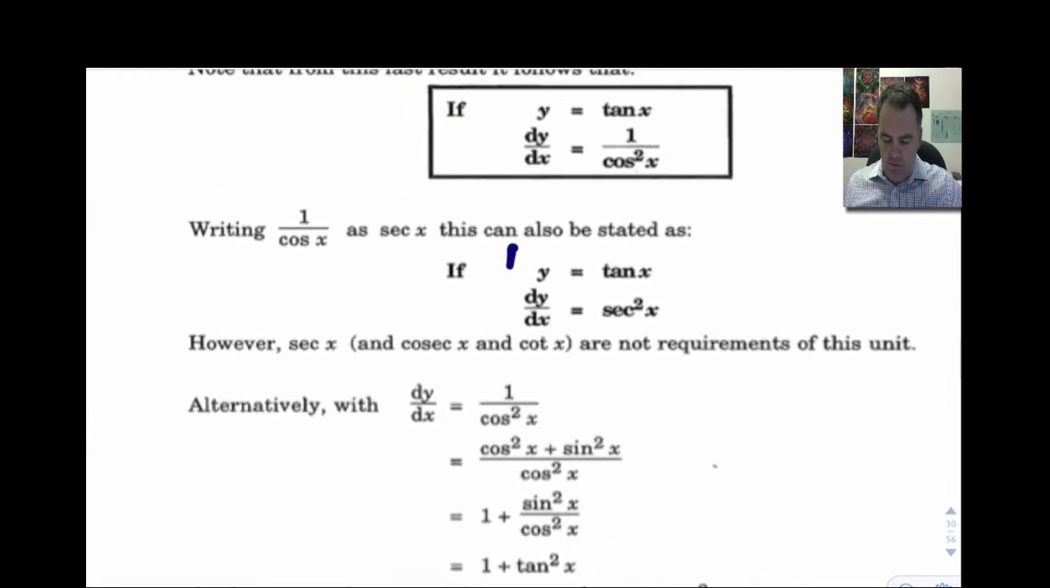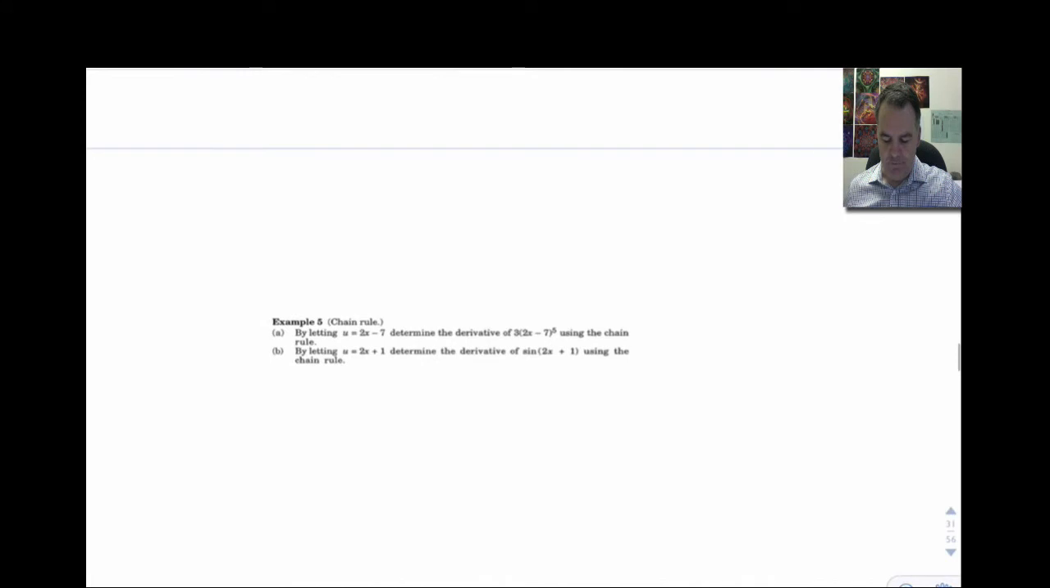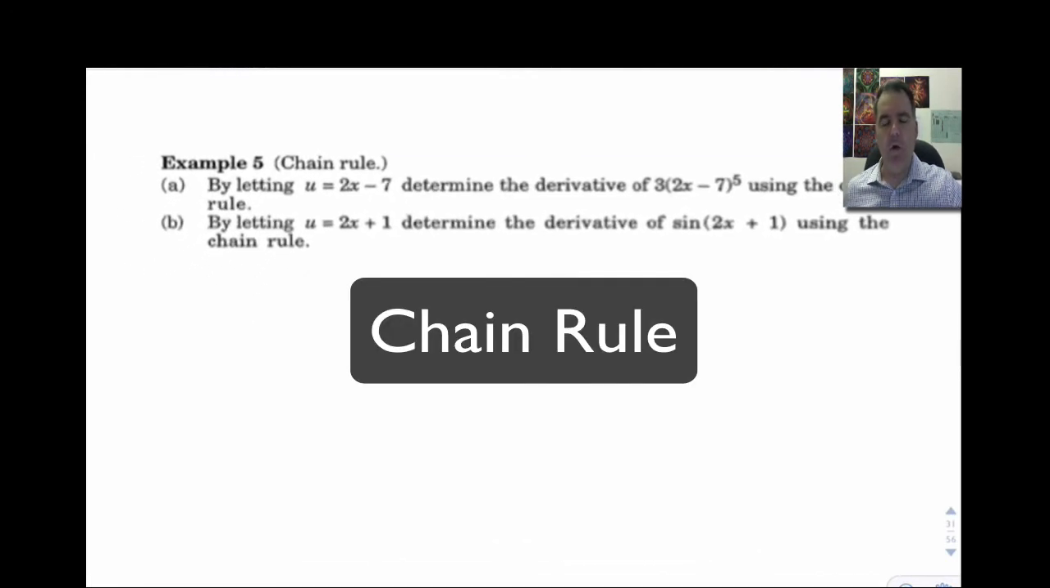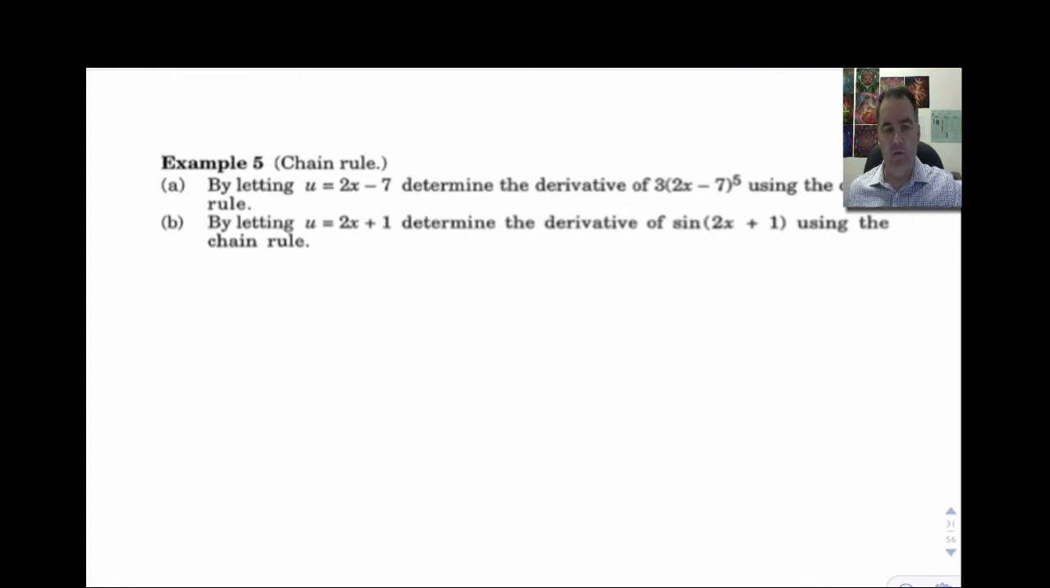So that's from that result right there, and that's how we get it using the quotient rule. The chain rule is probably the one that's the most common that you have to use with these trig derivatives. So I'm going to skip straight to b here.